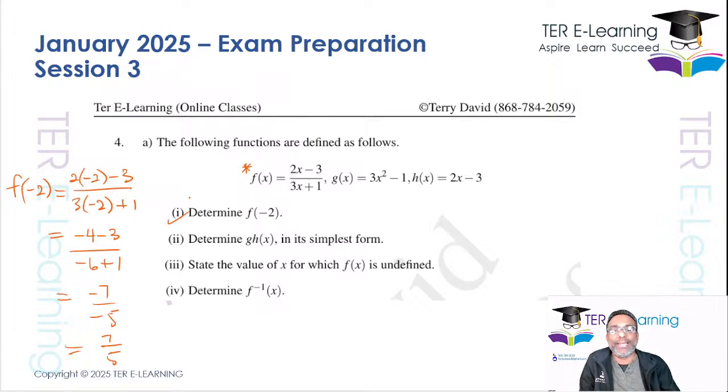Right? So that is part 1. Part 2, we want to work out a composite function here, gh of x. We did one like this either yesterday or the day before. You want to find a composite function.